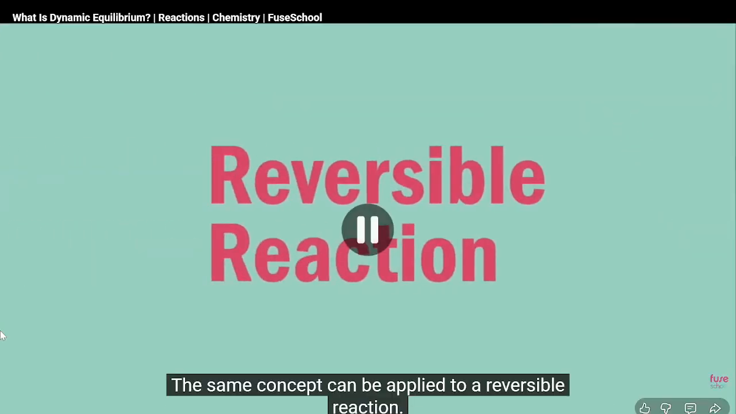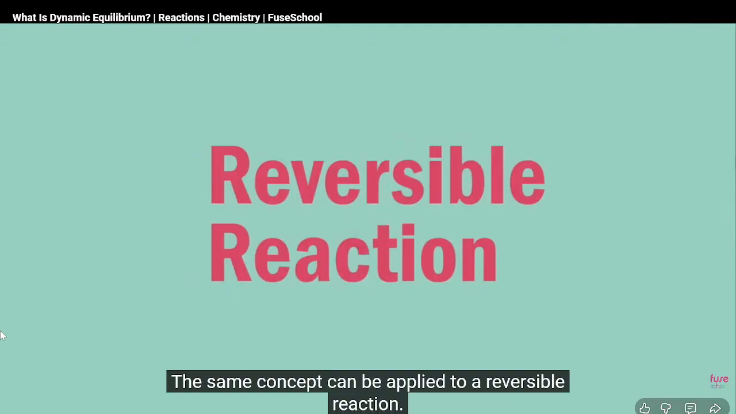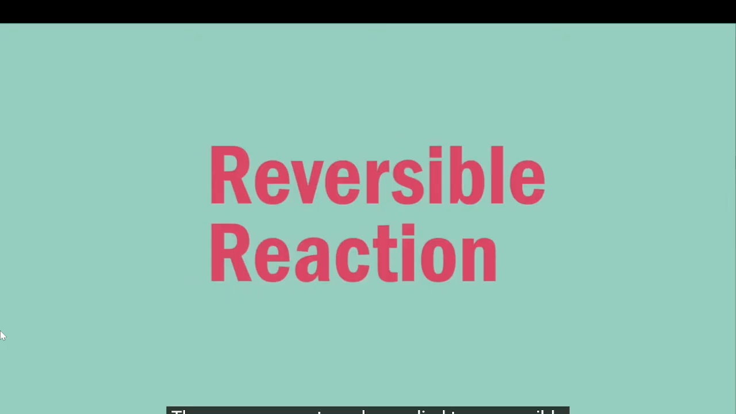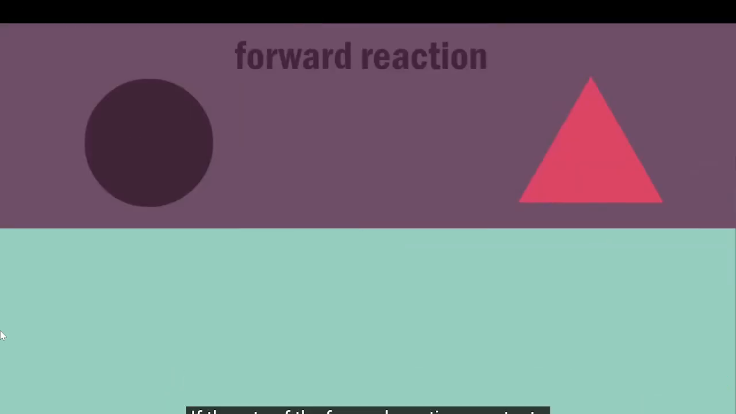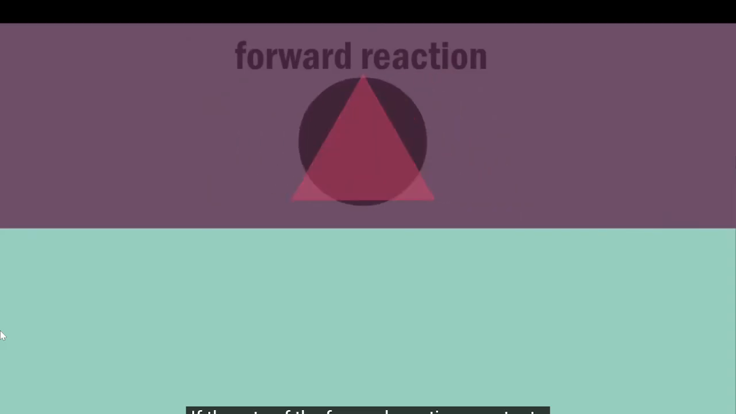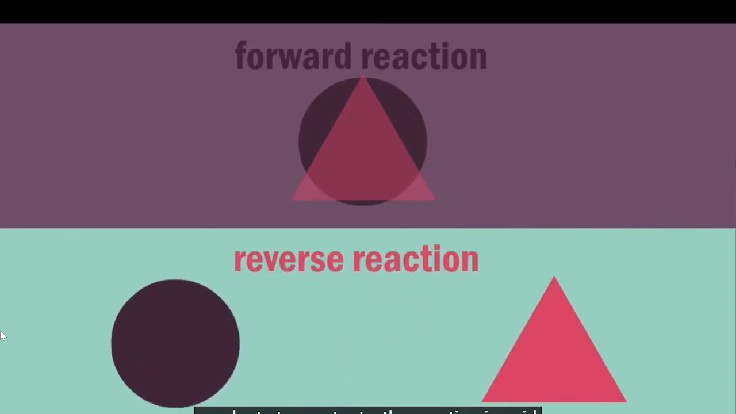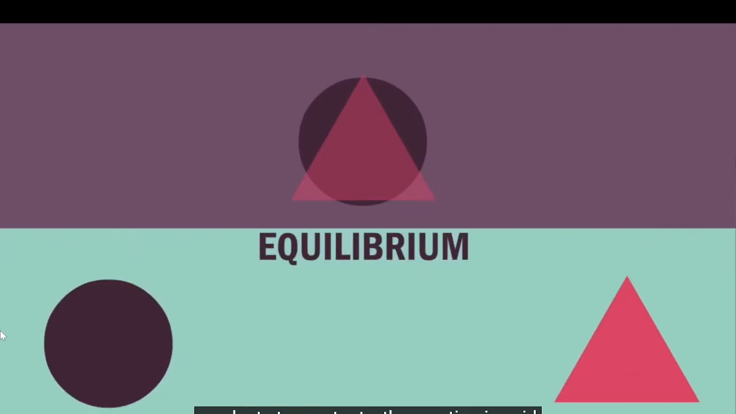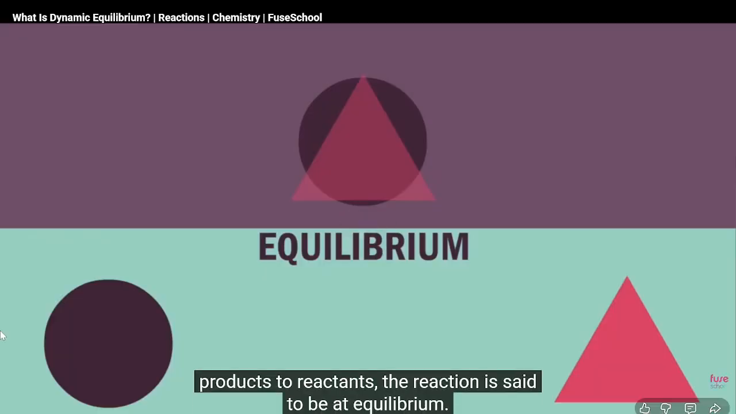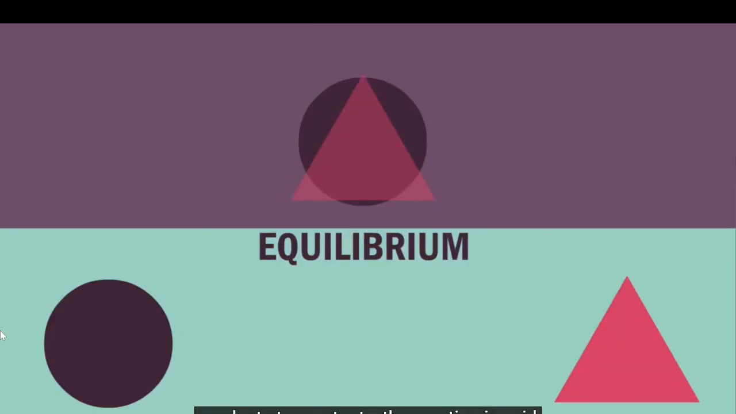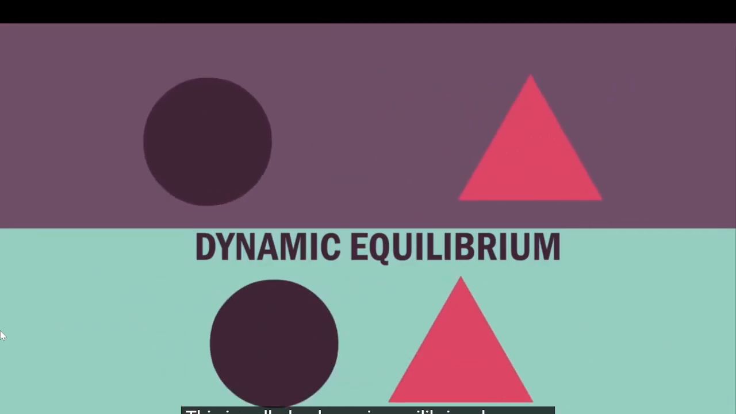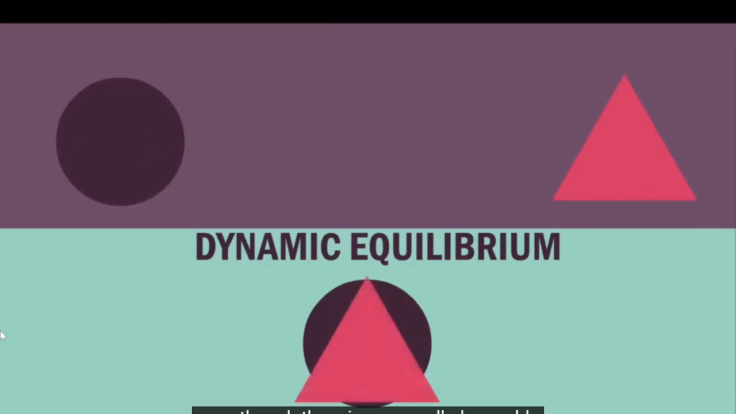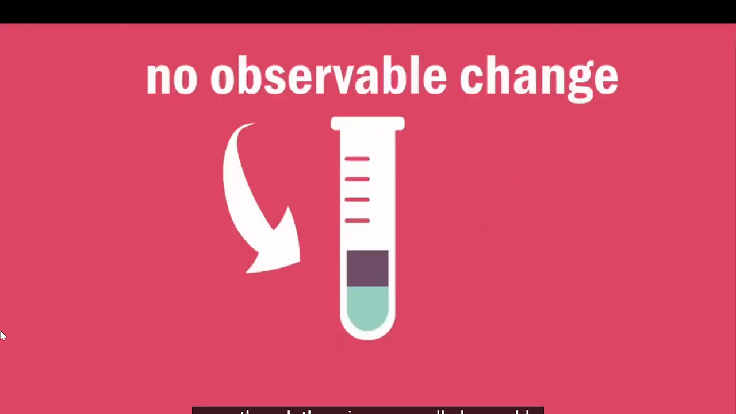The same concept can be applied to a reversible reaction. What is a reversible reaction? It can go forward and it can go backward. If the rate of the forward reaction, reactants to products, is the same as the reverse reaction, products to reactants, the reaction is said to be at equilibrium. So that's like when we're filling the hole at the same rate as emptying. This is called a dynamic equilibrium because both processes are occurring simultaneously, even though there is no overall observable change.